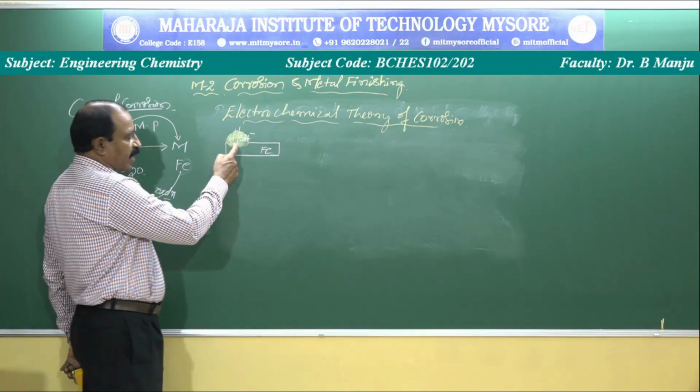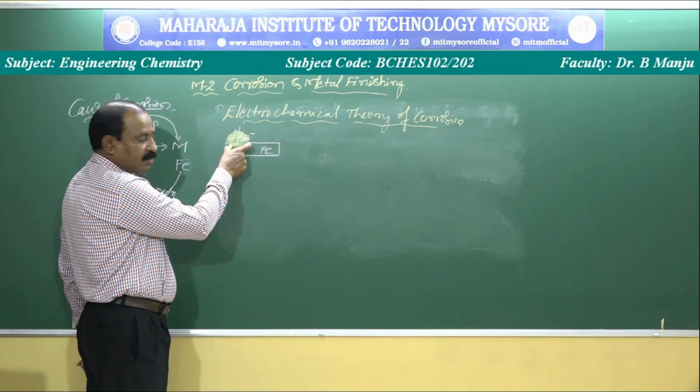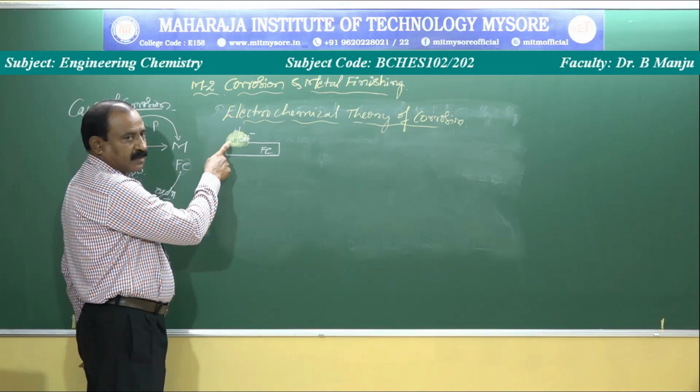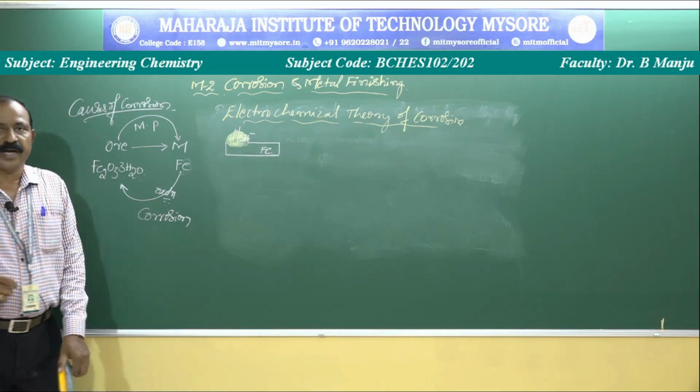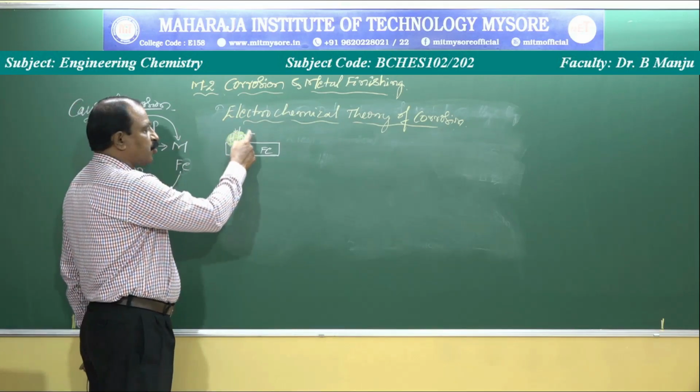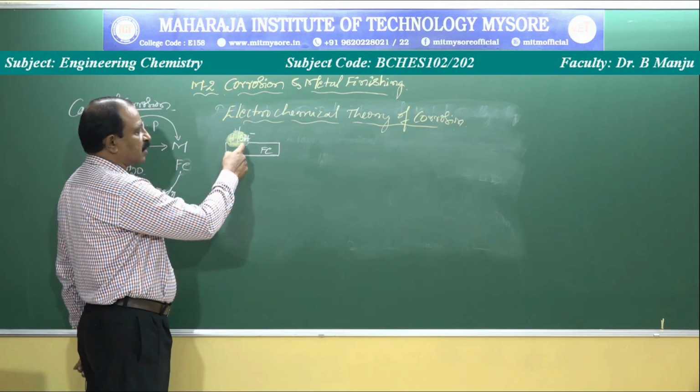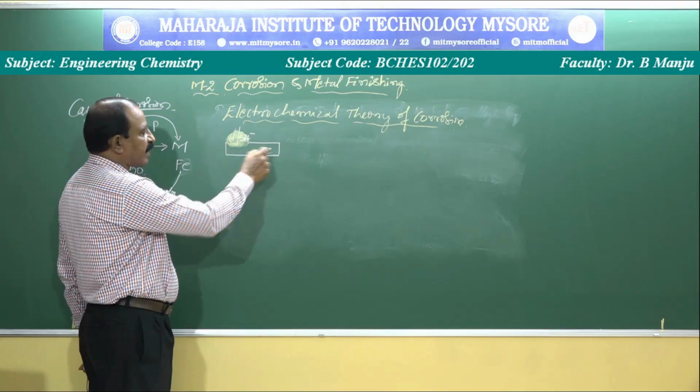Now we can easily explain it. Suppose you take an acid drop, it contains H plus ions. Suppose you take a base, it contains hydroxyl ions. Suppose you take a neutral solution, that is water, that is H2O. Just write this one.